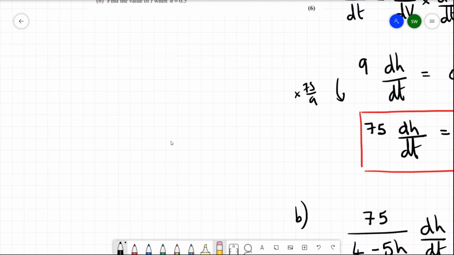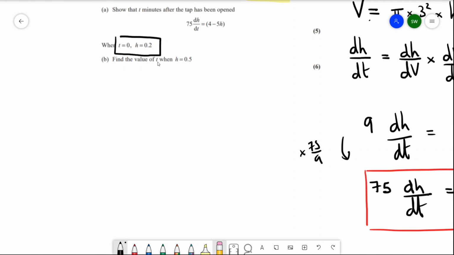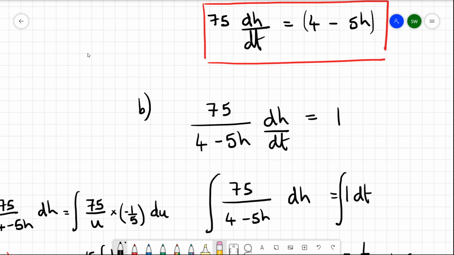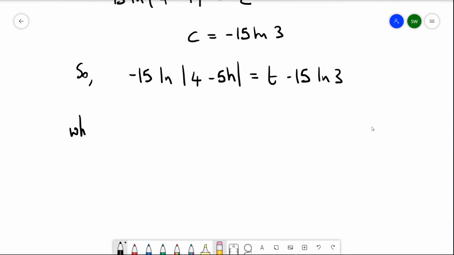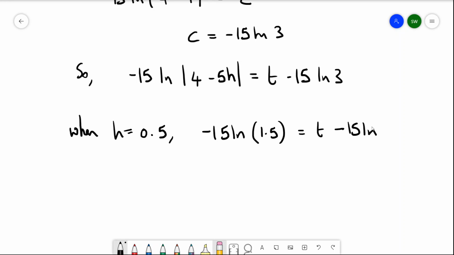So we're going to go back to the question on what we were asked to find. We were asked to find the value of t when h is equal to a half. So now we're just going to sub in when h is equal to 0.5. Let's find out what t is. So we're going to have minus 15 log of 1.5 equals t minus 15 log of 3. So we can rearrange this to get t the subject. T is equal to minus 15 log of 1.5 plus 15 log of 3.